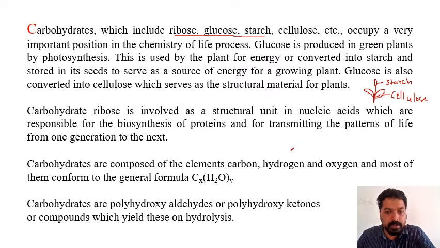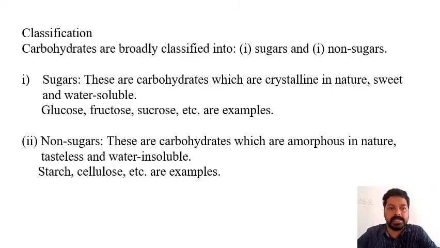Now we can see that carbohydrates are composed of elements like carbon, hydrogen, and oxygen. Normally they have a general formula CxH2Oy. Normally carbohydrates are polyhydroxyaldehydes or polyhydroxyketones, or compounds which yield these on hydrolysis. Chemically, a carbohydrate is composed of carbon, hydrogen, and oxygen, so its general formula is CxH2Oy.